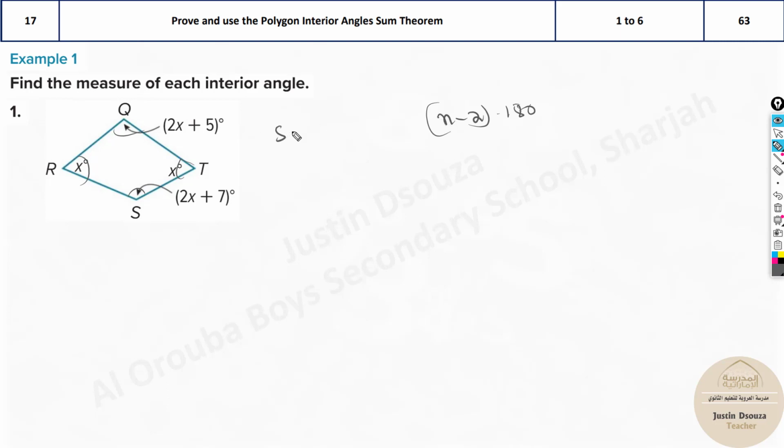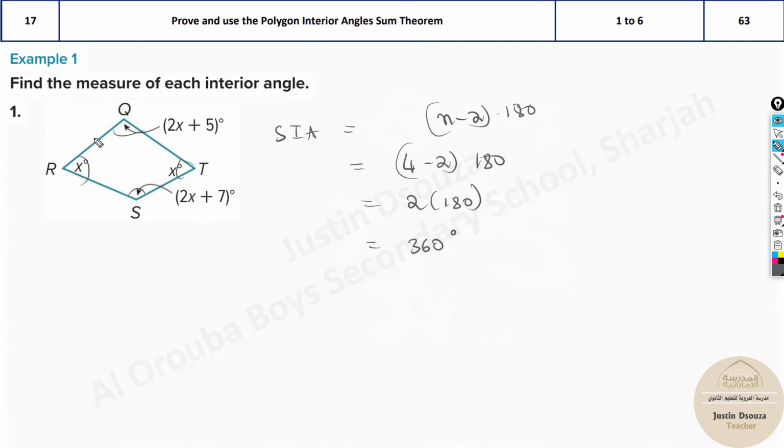So I'll write sum of interior angles. That's SIA, short for sum of interior angles. This is the formula. Let me first solve it. Here they have told us to find the value of each interior angle. But first let's find the total angle from this formula. How many sides are there? This n is sides, sorry. 1, 2, 3, 4. So it is 4 minus 2 times 180. So it becomes 2 times 180. That is 18 times 2 is 36. It's 360 degrees. This is the total interior angle.